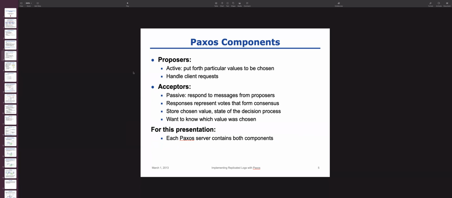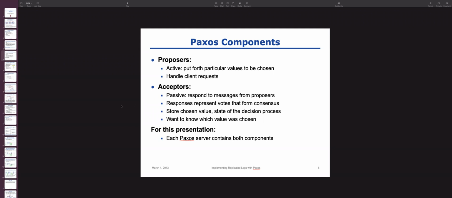So for Paxos, there are two components. One is proposers, second is acceptors. The proposer takes the client request, and this is the active component. It will choose a value and then send it to all the followers to accept. The proposer gets votes from the acceptors. If it gets the majority of the votes, then that value will be chosen for the particular index.